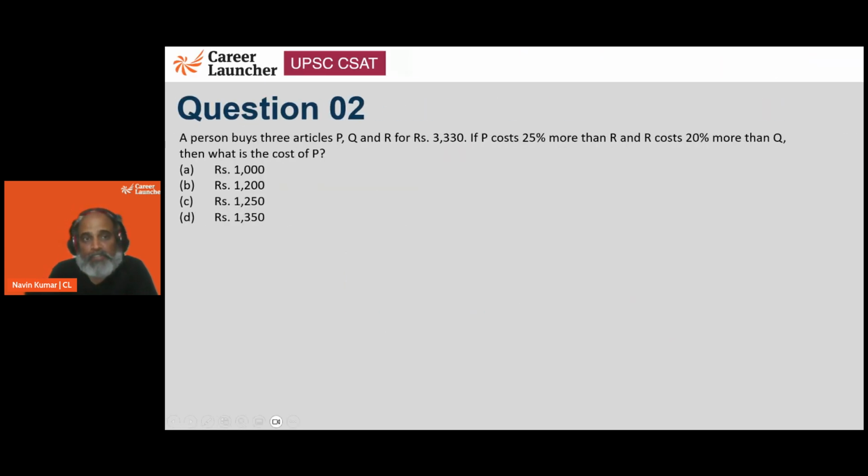A person buys 3 articles, P, Q, and R for rupees 3,330. If P costs 25% more than R and R costs 20% more than Q, then what is the cost of P? We can see that R is related to Q and P is related to R. So we will assume the value of Q to be any number of our choice. I'm going to choose Q to be 100. If Q is 100, R is going to cost 20% more than 100, which will be 120.